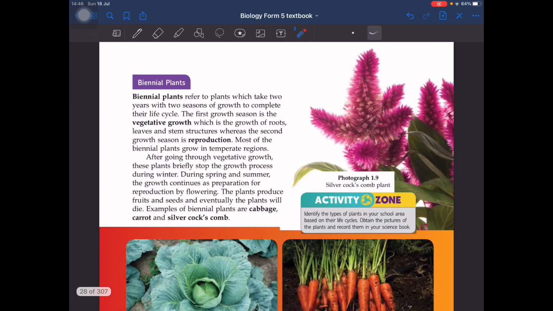Then we have biennial plants. So biennial plants refer to plants which take 2 years with 2 seasons of growth to complete their life cycle. So by 2, okay?